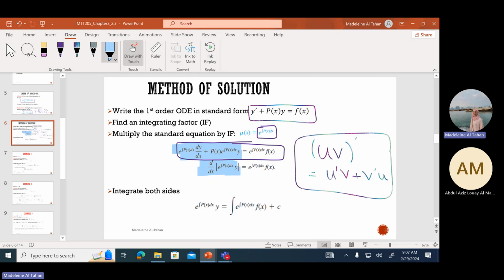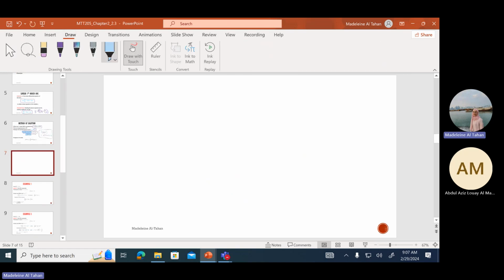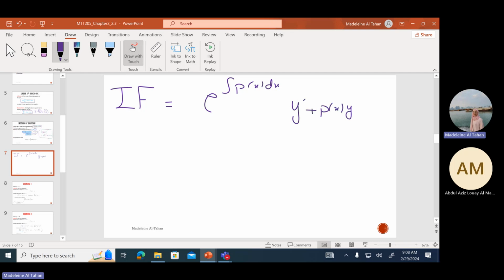Okay? So what's our integrating factor that we will use here? Our integrating factor that we will use is e to the power integral of p of x dx. What's our equation if we go back to it? It's y prime plus p of x y equals f of x. This one is our integrating factor. Now what will be the solution?